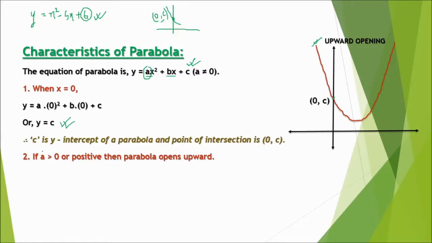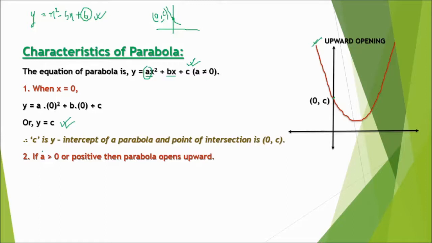If a is positive, it can be positive, it can be negative. If the value of a is positive or greater than 0, then our curve opens upward, in the upward direction. So we have the y-intercept also. We can get the vertex also. We know about the opening also. So without using a graph or without finding points, we can sketch the curve quite easily, by knowing the vertex, the y-intercept, and the opening of the curve.